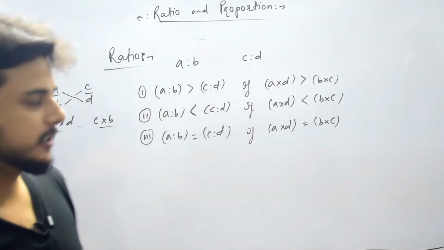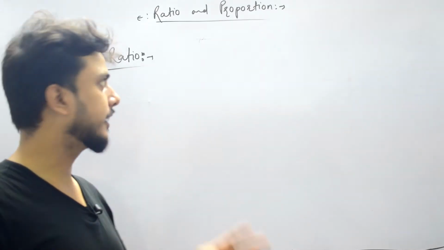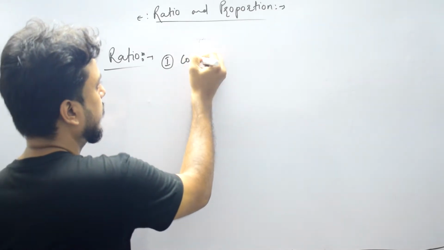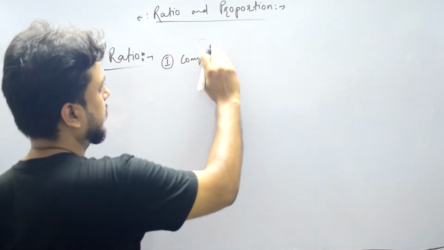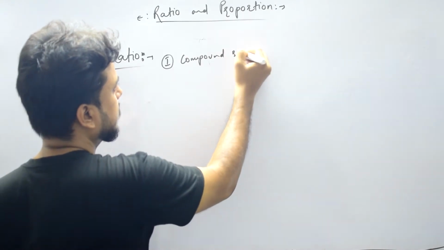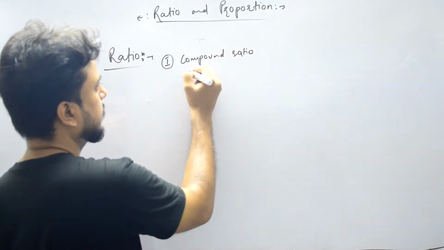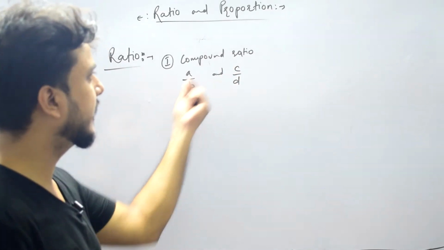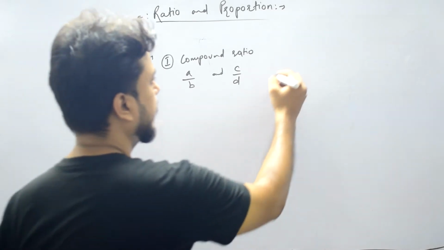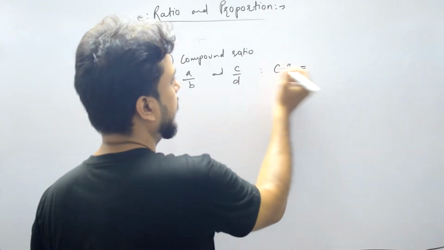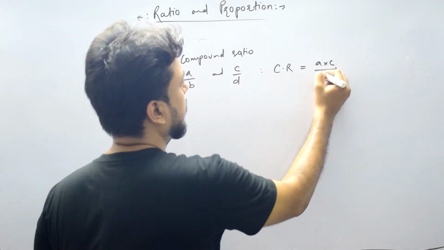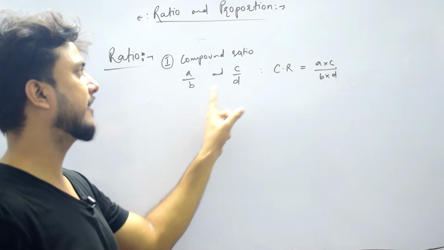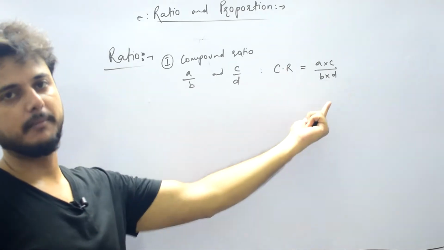Now let us move to our next topic. Now we will discuss different types of ratios. First is compound ratio. So what is compound ratio? Suppose A by B and C by D, these two ratios are given, so their compound ratio will be A multiplied by C by B multiplied by D. Simply we have to multiply the antecedents and multiply the consequents. That will be the compound ratio.